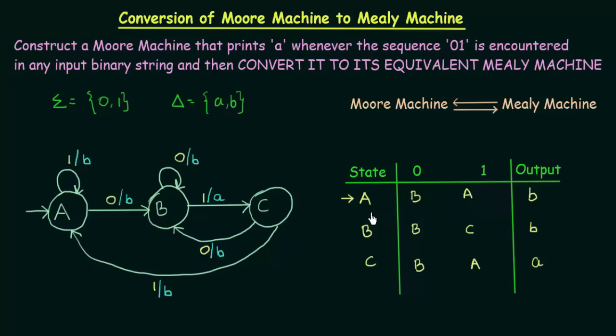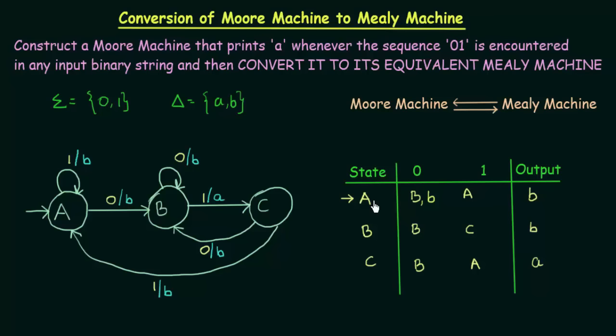Go to state A. In state A, when it gets input 0, it goes to B. Now we have to associate the output to this transition. To do that, here we have B, so go to the row of state B and check what is the output associated with state B. It is small b, so here you give a small b. And come to the next one: A on input 1 goes to A, and what is the output associated to state A? It is small b, so here also I give a small b.